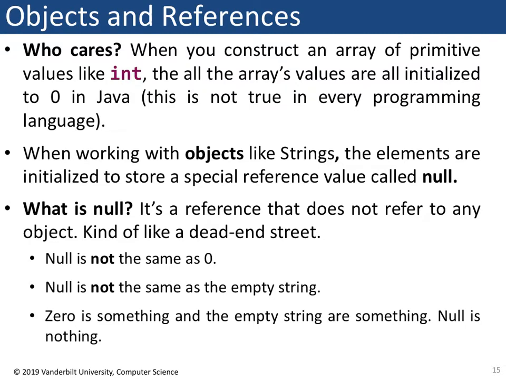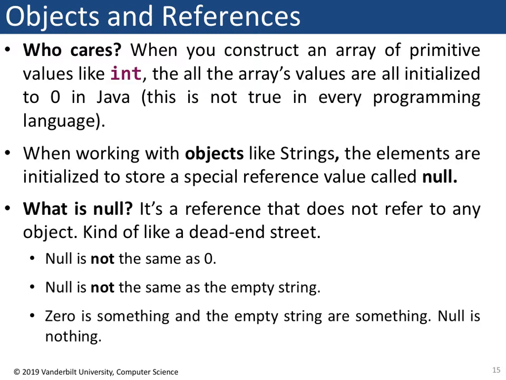So why am I making this distinction? When you construct an array of a primitive type like int or boolean, then all of the array's values are initialized to 0 in the case of int or false in the case of boolean. Now, that's not true in every programming language, but it is in Java.